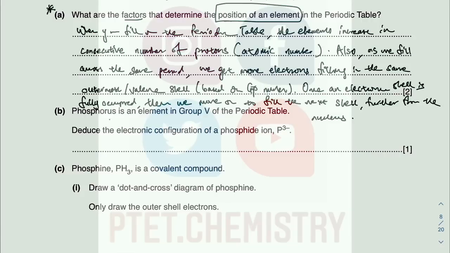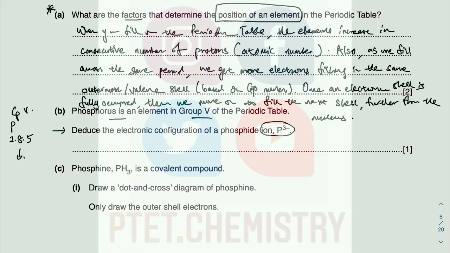Next bit, phosphorus is an element in group 5, and we have the phosphide ion. So here you can think about phosphorus. Phosphorus is 2, 8, 5, so it's a third period element, because your first period was hydrogen, helium. Your second period was lithium all the way to neon. And your third period was sodium all the way to argon, and phosphorus is somewhere in between. Phosphorus is also a group 5 element. The valence electrons are in the third shell, and you have 5 valence electrons because you're in group 5.